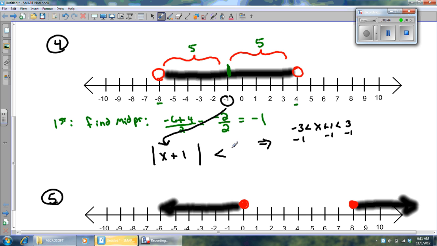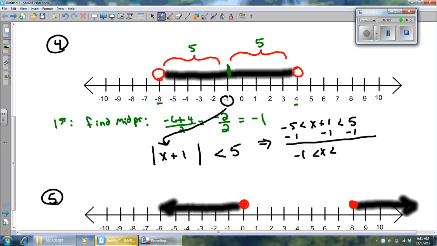Sorry about that, guys. Okay, so let me recheck this, and I'm going to get x plus 1 is less than 5, and then -5 is less than x plus 1. I subtract 1 from all three places. In the middle I get x. The left part I get -6, and here I get 4. Sorry about that. I didn't tell you anything wrong other than I miscounted my distances.